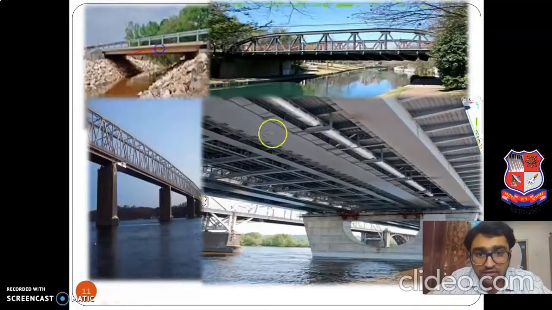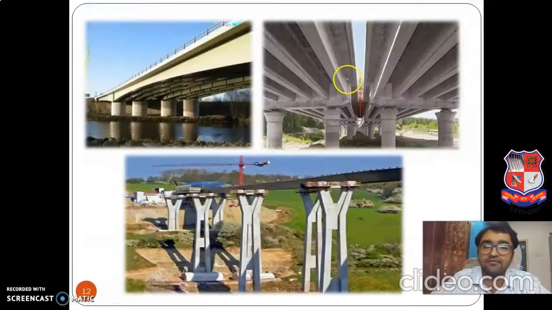Again, this is the girder. From the bottom view, we can see these are the girders going on, right? These are the girders, generally used for bridges. Again, very important.